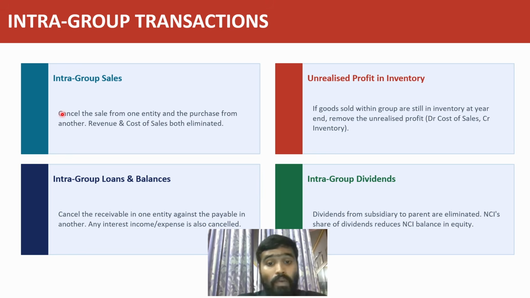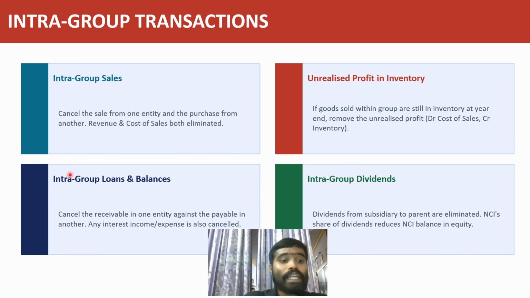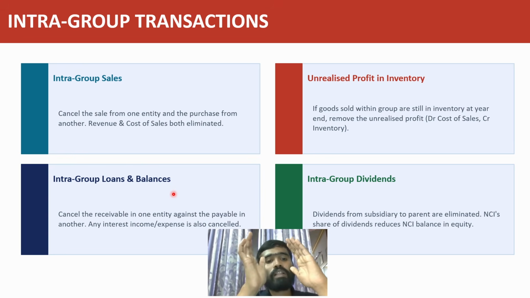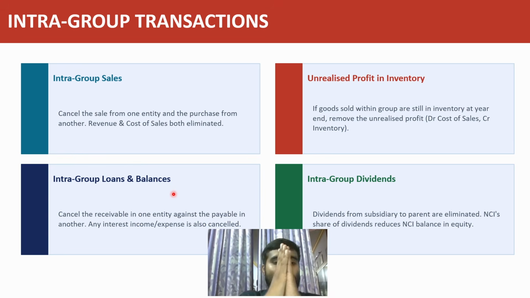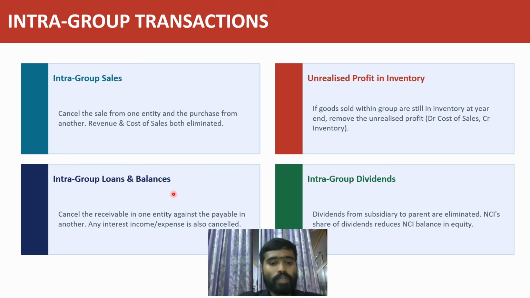So these are some examples of intra-group transactions. Some we have already discussed. First is intra-group sales. If the parent is selling to the subsidiary, or the subsidiary is selling to the parent, both have to be removed from purchases as well as sales. Then intra-group loans or balances. If there is any receivable and payable between parent and subsidiary, it has to be removed. Any interest income or expense has to be removed.